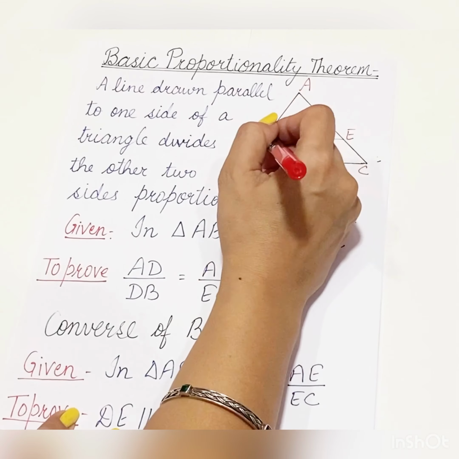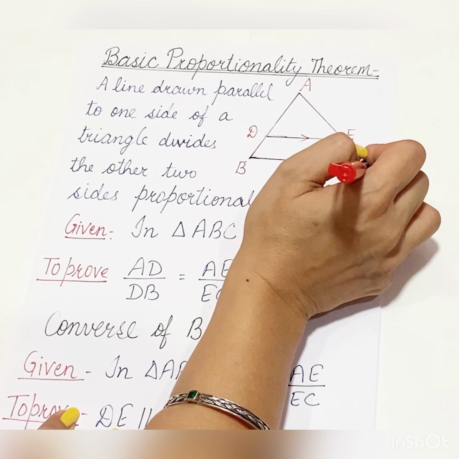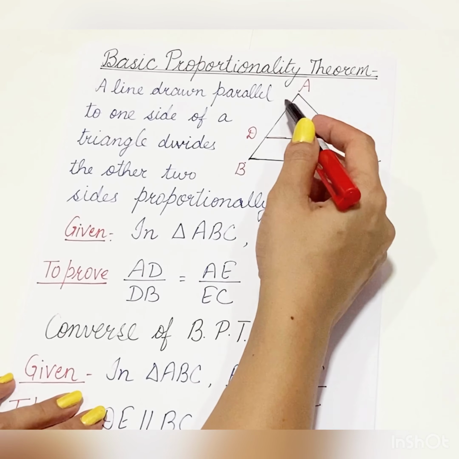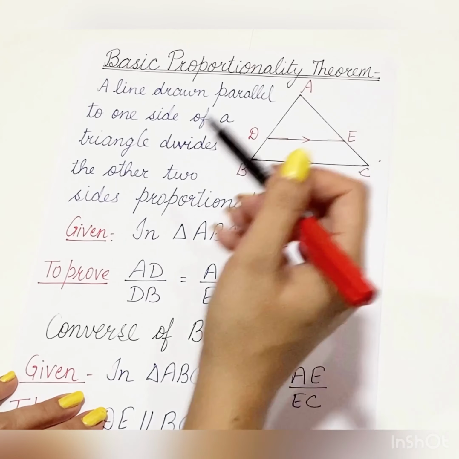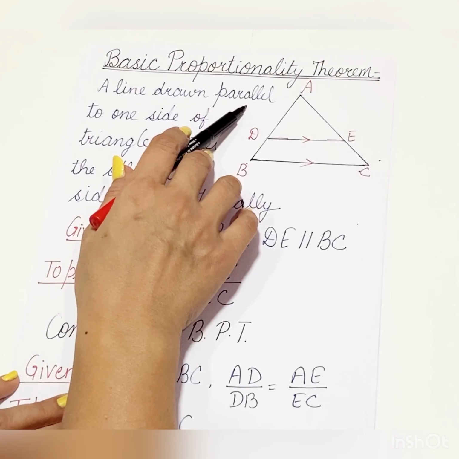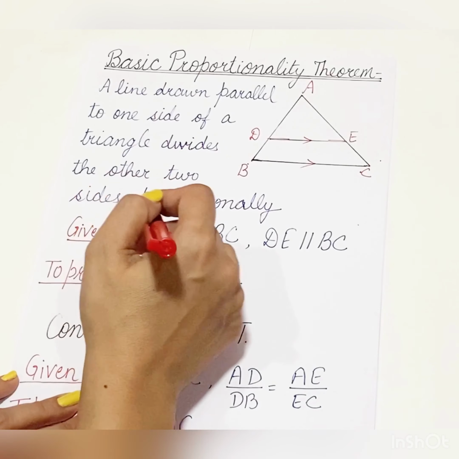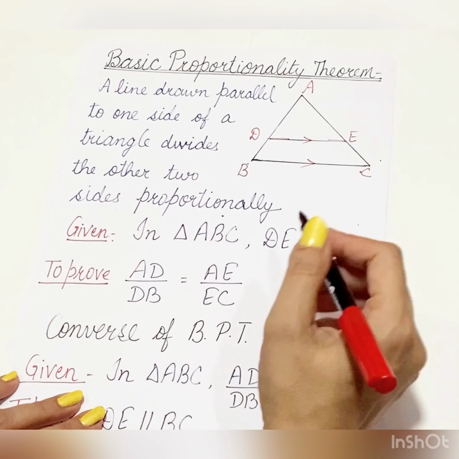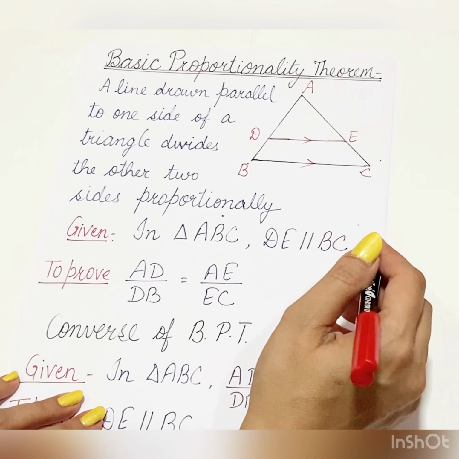Now this DE is dividing the other two sides. Which are the other two sides? AB and AC. Dividing them proportionally. That means AD upon DB will be equal to AE upon EC, right? So this is the statement: a line drawn parallel to one side of a triangle divides the other two sides proportionally. So when you apply the theorem, given will be triangle ABC and DE is parallel to BC. This will be given to you.